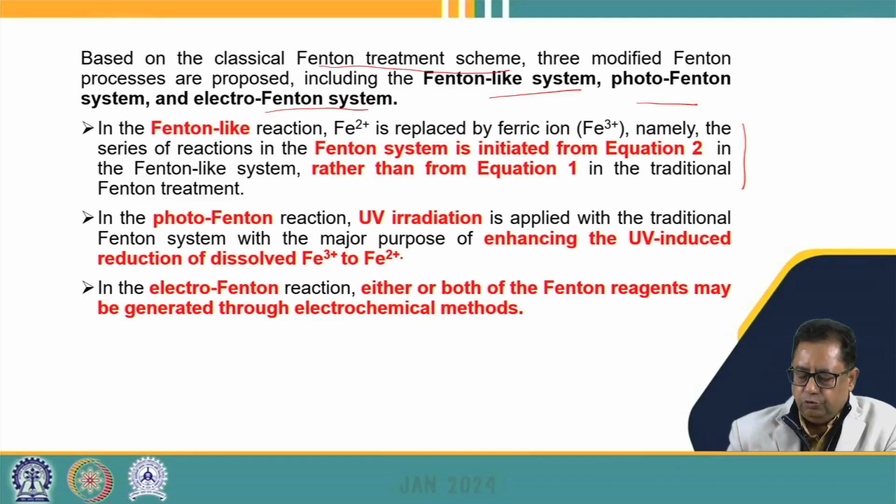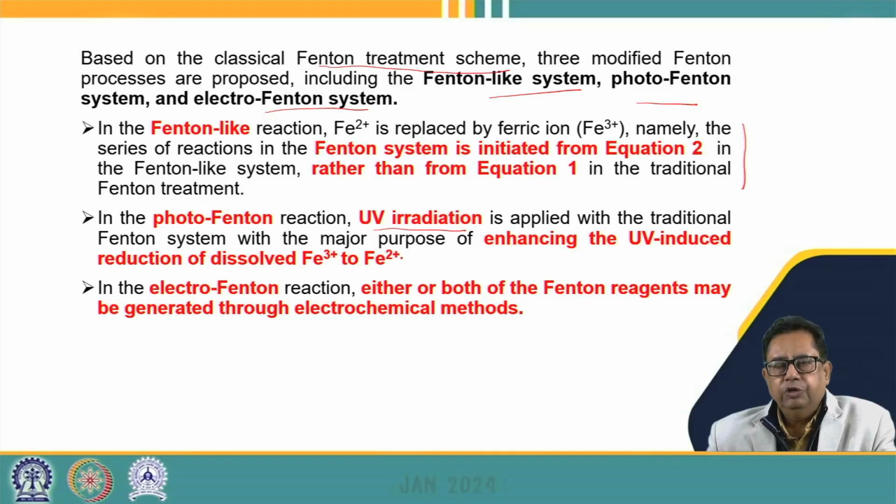Similarly, we can have a photo-Fenton induced reaction where we have UV radiation, and this UV radiation enhances the conversion of ferric to ferrous, which in turn enhances the efficiency of such a system. Because now the ferric ions, which lead to the formation of the sludge, also get converted to ferrous ions. So this is a cyclic process that goes on by the induction of the UV irradiation, and that may enhance the efficiency and the production of dot OH radicals in such a system.